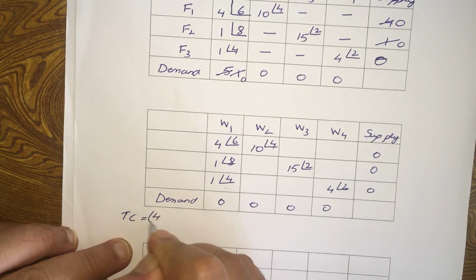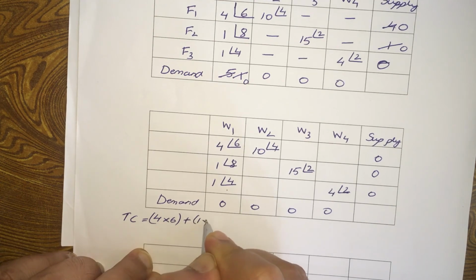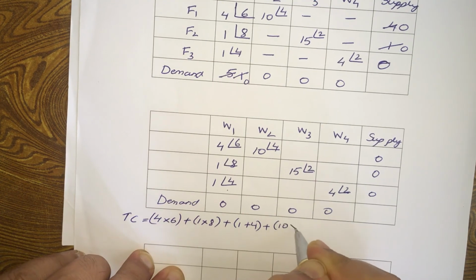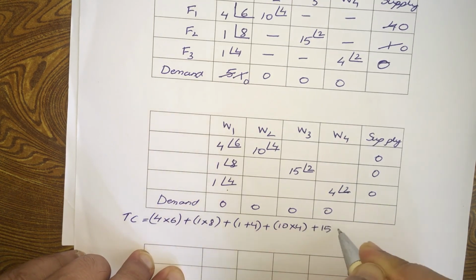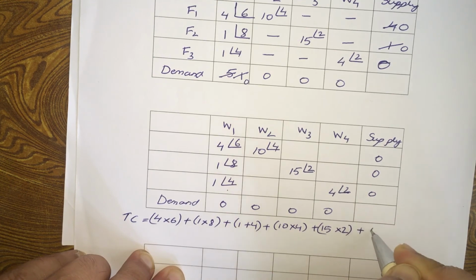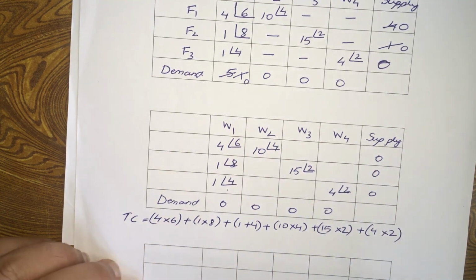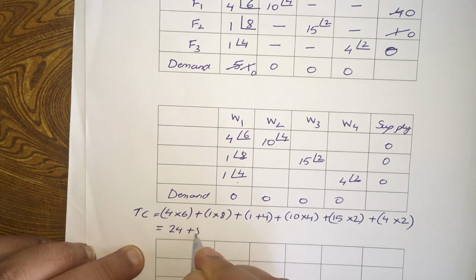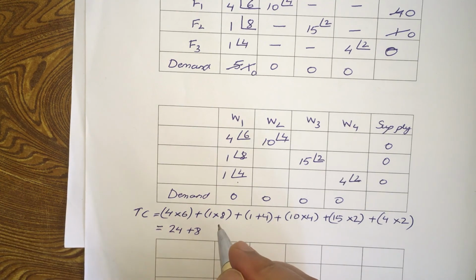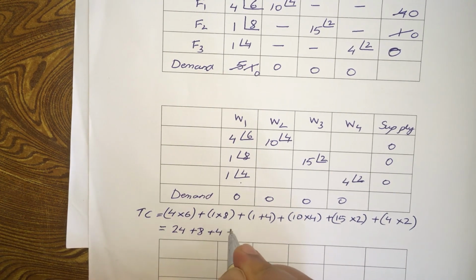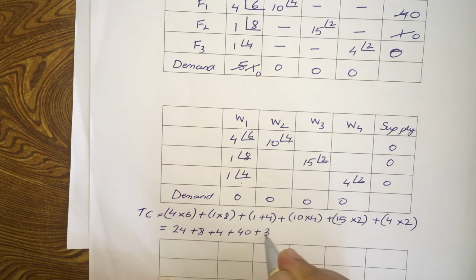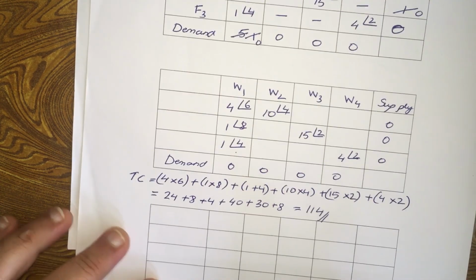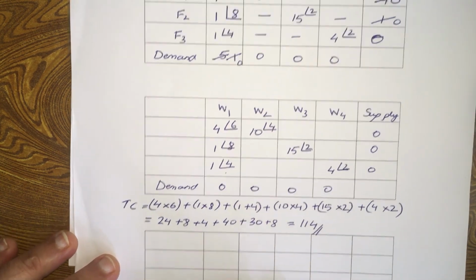Total cost equals 4 times 6 plus 1 times 8 plus 1 times 4 plus 10 times 4 plus 15 times 2 plus 4 times 2. Okay, equals 24 plus 8 plus 4 plus 40 plus 30 plus 8, which is equal to 114. Okay, so there we have it.